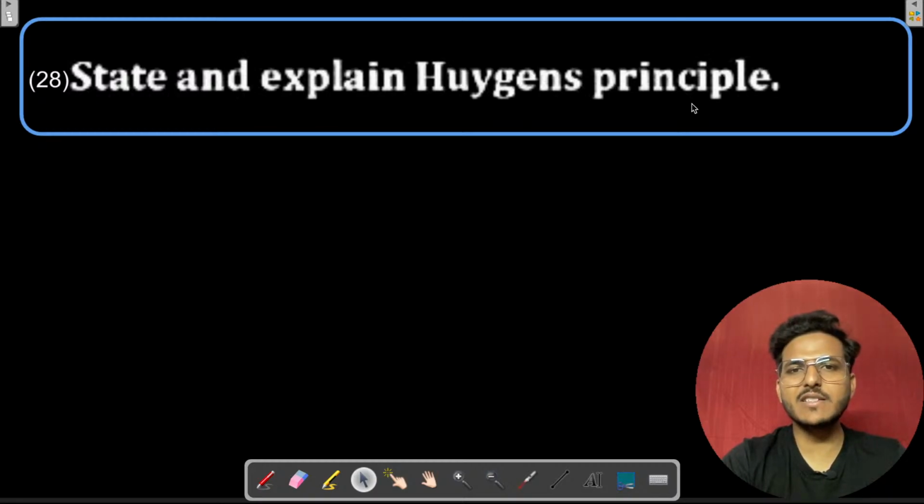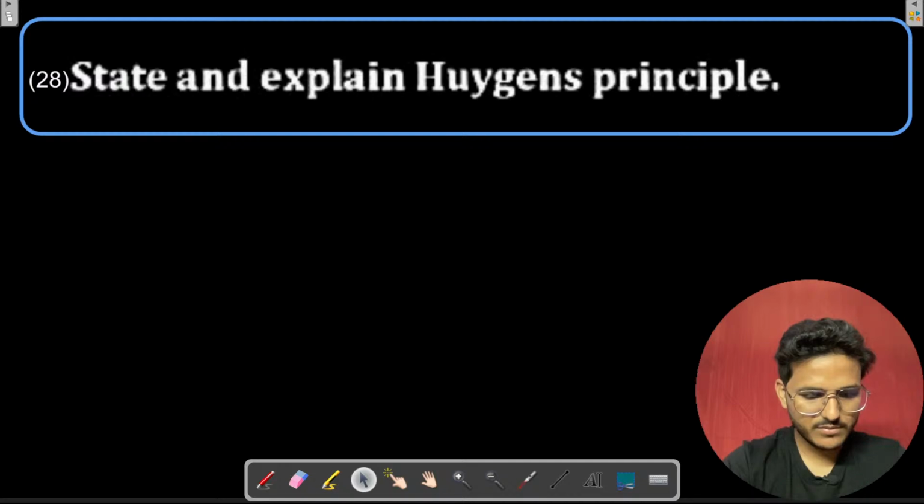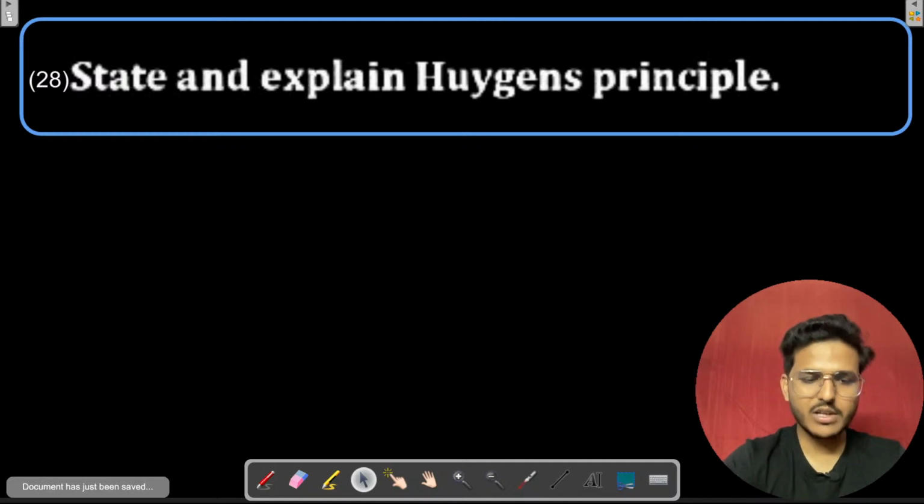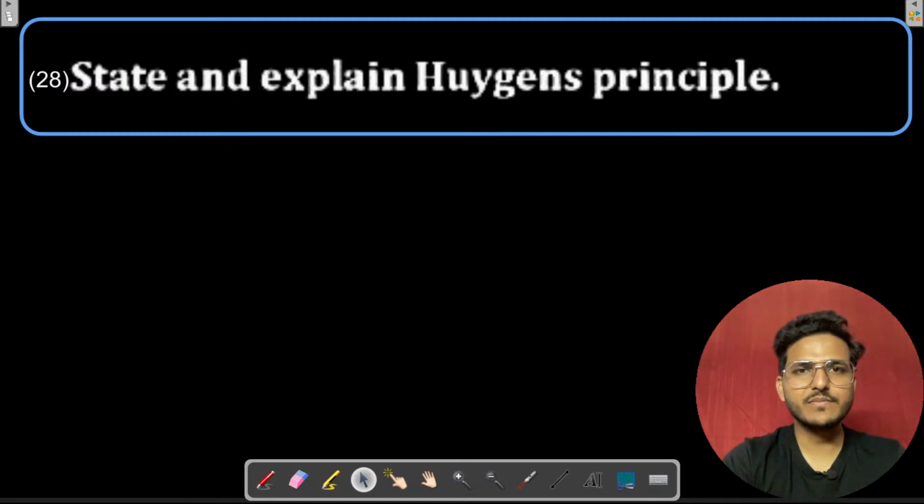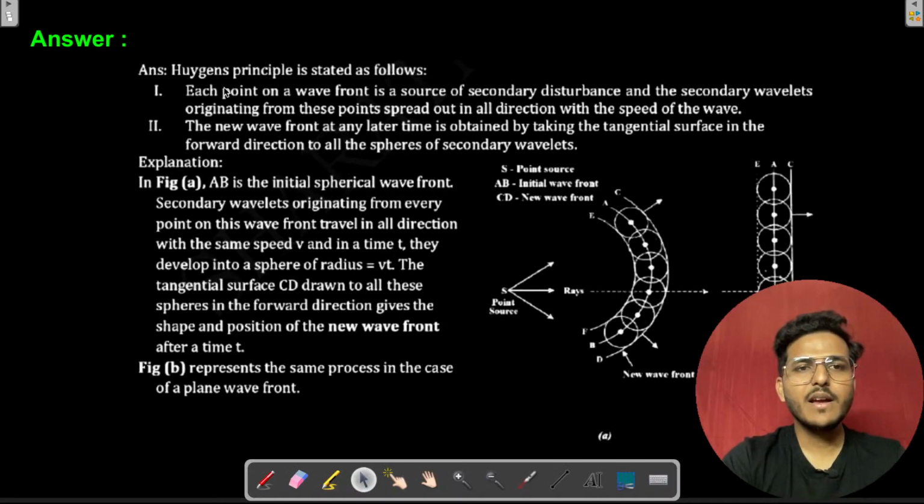State and explain Heisenberg's principle. Okay, Heisenberg's principle, see, what is it?